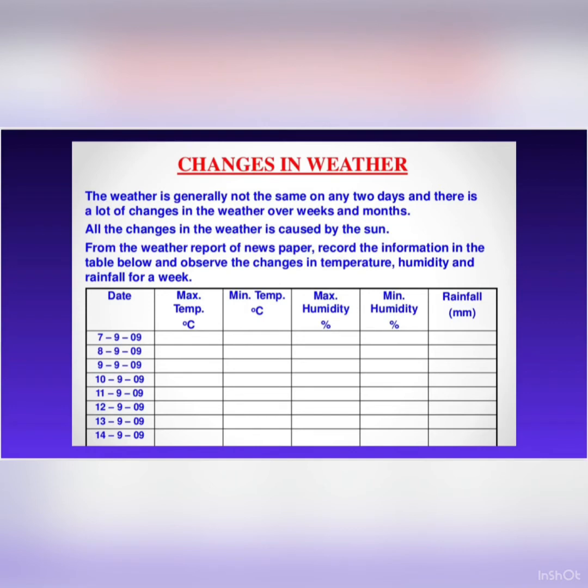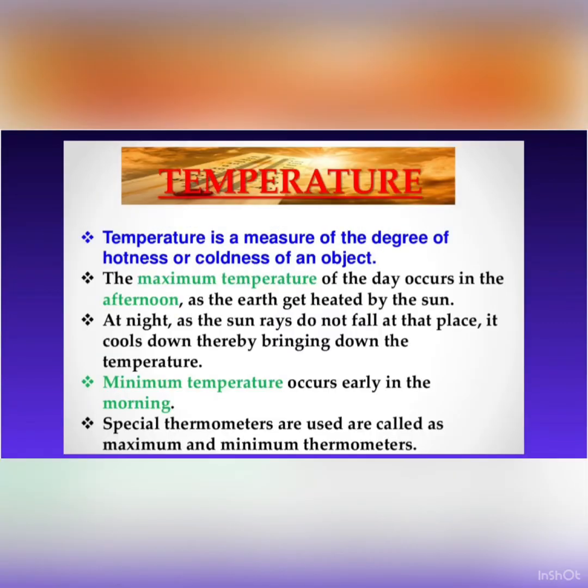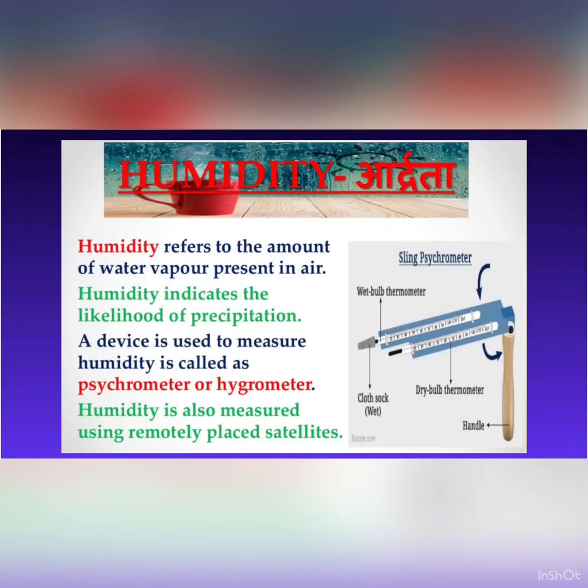Now we will discuss the elements of weather. First of all, temperature. Temperature is a measure of the degree of hotness or coldness of an object. The maximum and minimum temperature are measured by special thermometers known as maximum and minimum thermometers. Maximum temperature of the day occurs in the afternoon as the earth gets heated by the sun, and minimum temperature of the day occurs during early morning because at that time the sun's heat is not intense.